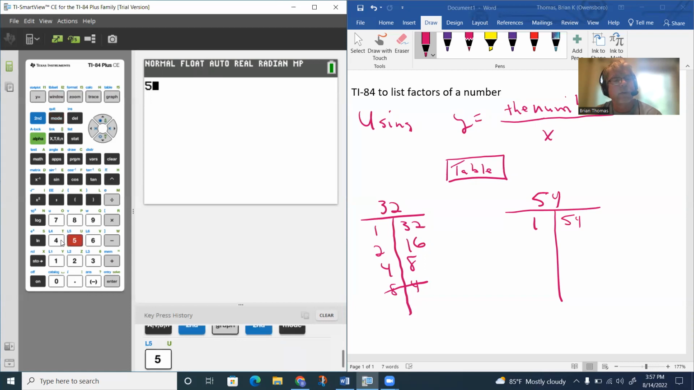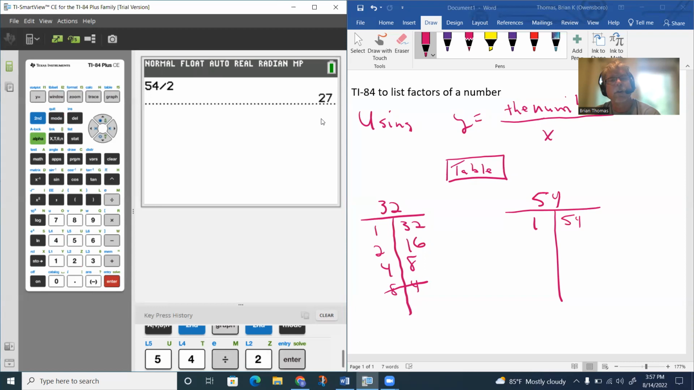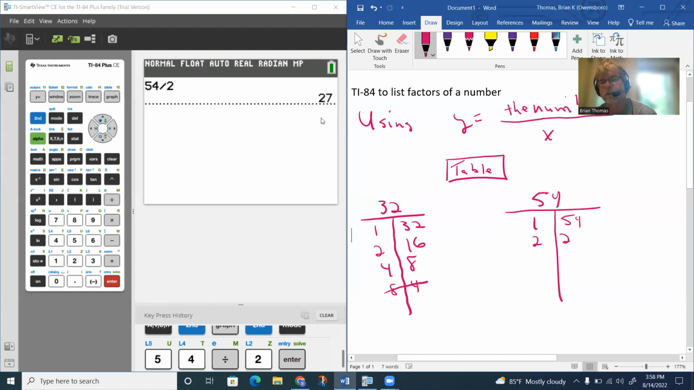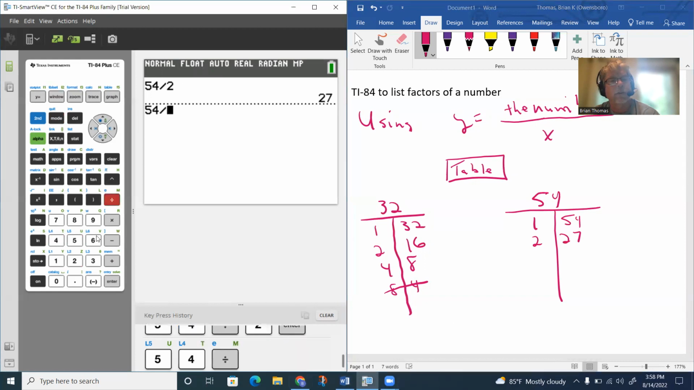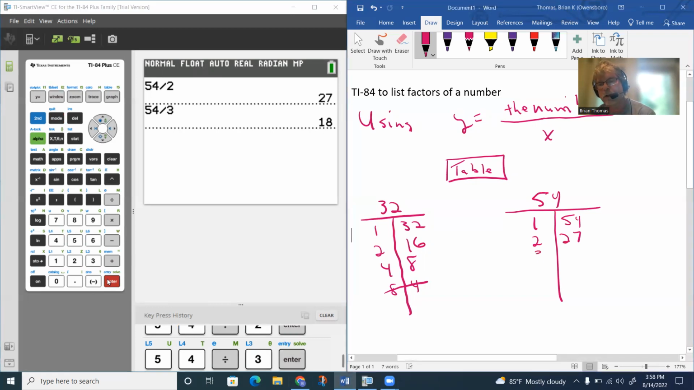So if I hit 54 divided by 2, if I get a whole number, then I know that's good. That would be 27. So 2 times 27. When I do factors, I'm doing those factor pairs. 54 divided by 3, hit enter. That would give me 18. So 3 and 18 would also be factors. Notice how we do them two at a time.